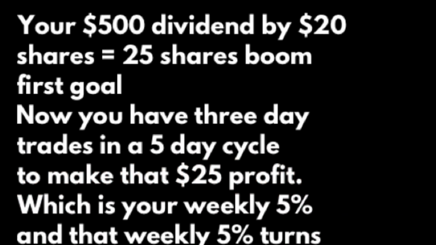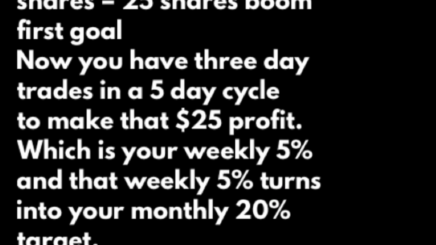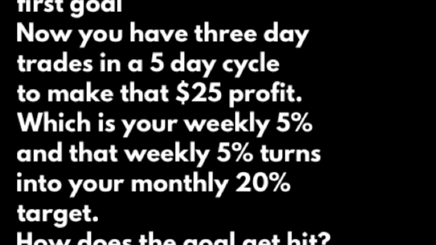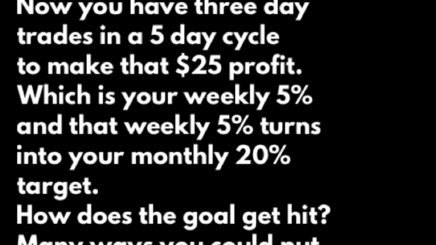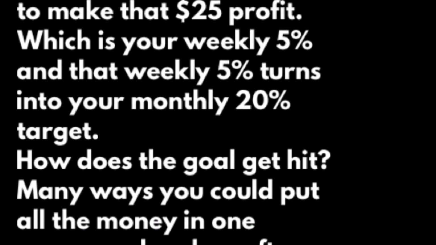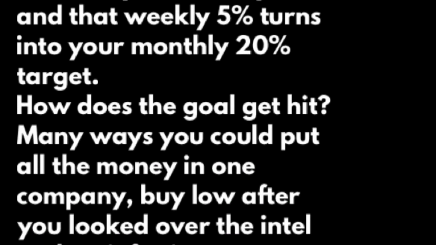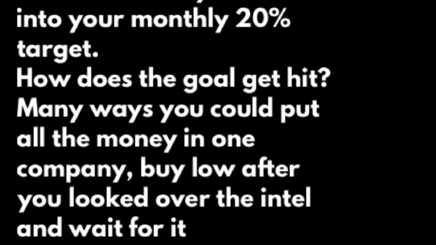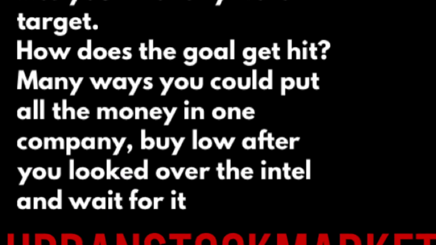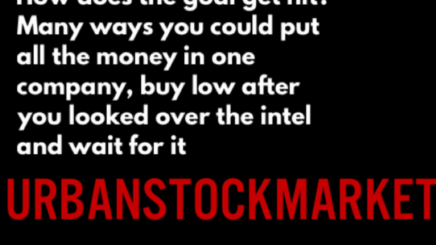Your 500 divided by 20 shares equals 25 shares. Boom, your first goal. Now you have 3 day trades in that 5-day cycle to make that $25 profit, which is your weekly 5%. And that weekly 5% turns into your monthly 20% target. How does that goal get hit? Many ways. You could put all the money in one company, buy low after you looked over the intel, and wait for it to grow.